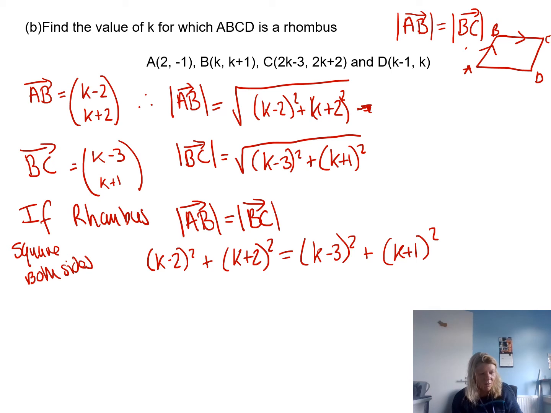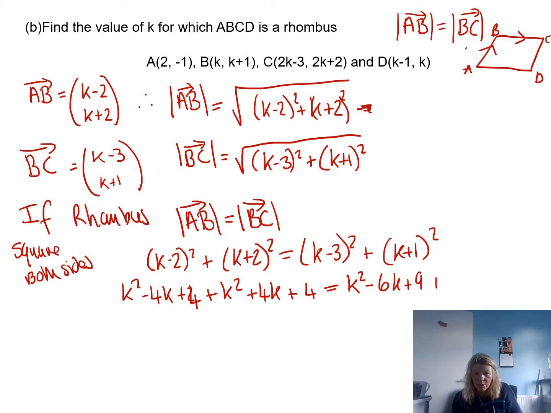Multiply all that out. Not very nice, is it? K squared take 4K plus 2 plus K squared plus 4K plus 4. And that last one should have been a 4 as well. So that equals K squared minus 6K plus 9 plus K squared plus 2K plus 1. Thank goodness something cancels, not a lot, but that cancels with that.